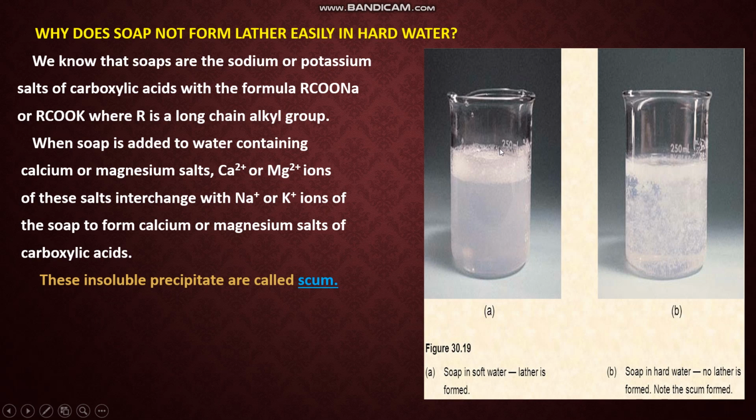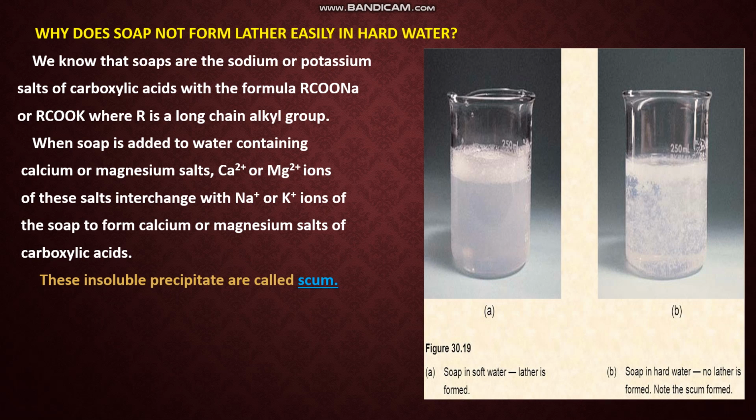We can see here that with soft water, the soap will form lather, and with hard water, it is not forming lather. But here the scum formation takes place. Insoluble precipitate is formed here. So how is the insoluble precipitate formed, did you understand now? Because the soap molecule is the sodium or potassium salt of a long chain carboxylic acid, RCOONa.